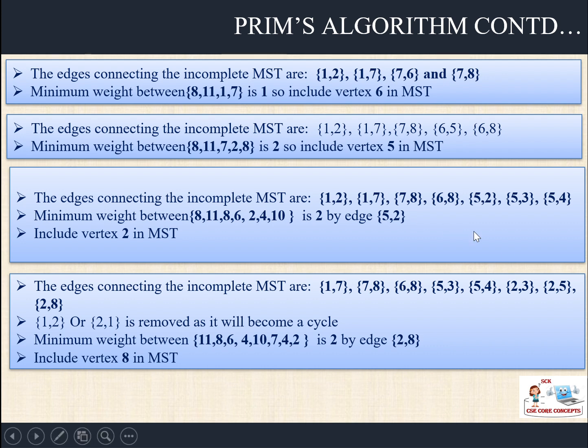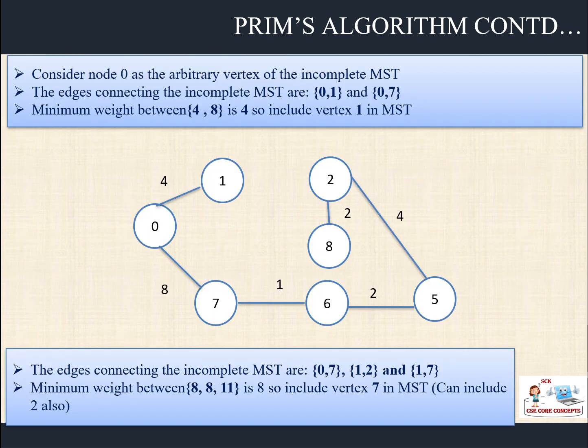Other than that, I am considering 2 to 3, 2 to 5 and 2 to 8, and the minimum is 2, which is the weight of the edge 2 to 8. Okay, so I am going to include 8 in my list C. Understood? Now I am going to find out the neighbors of 8.